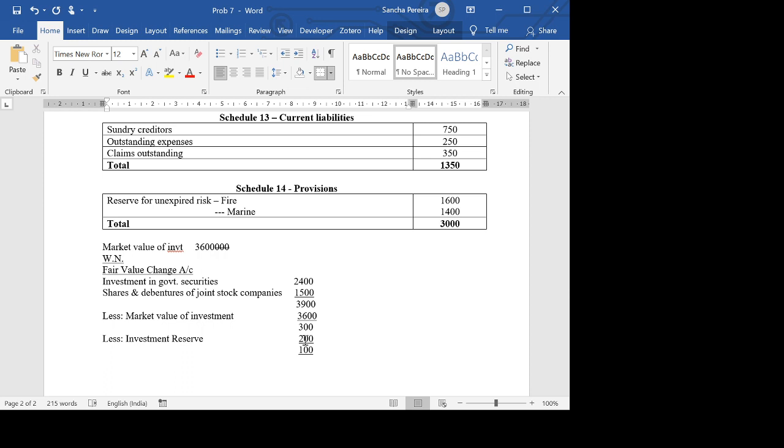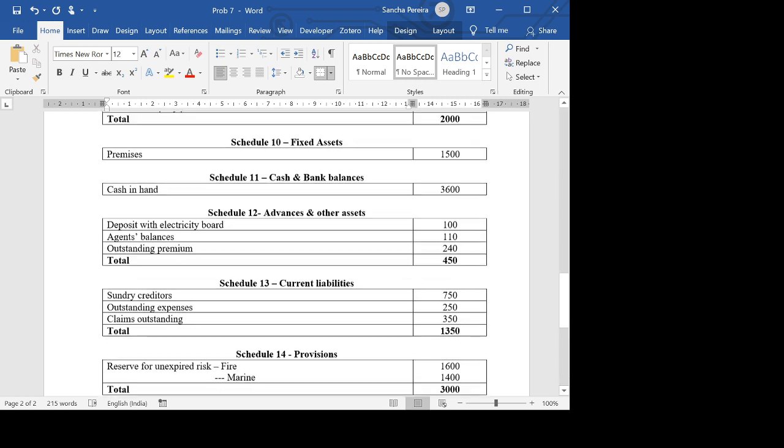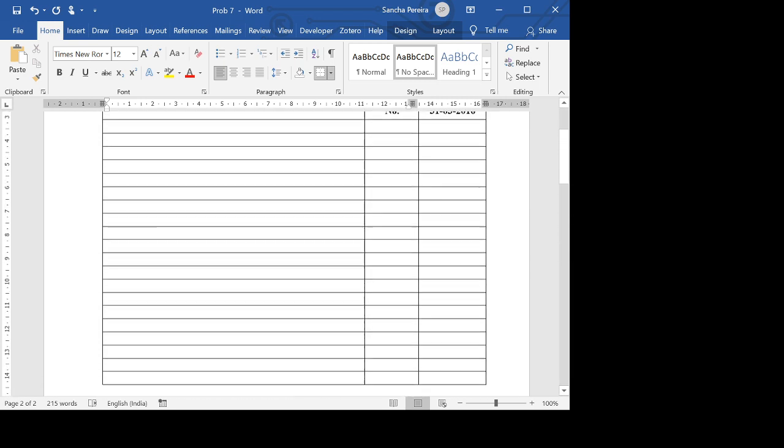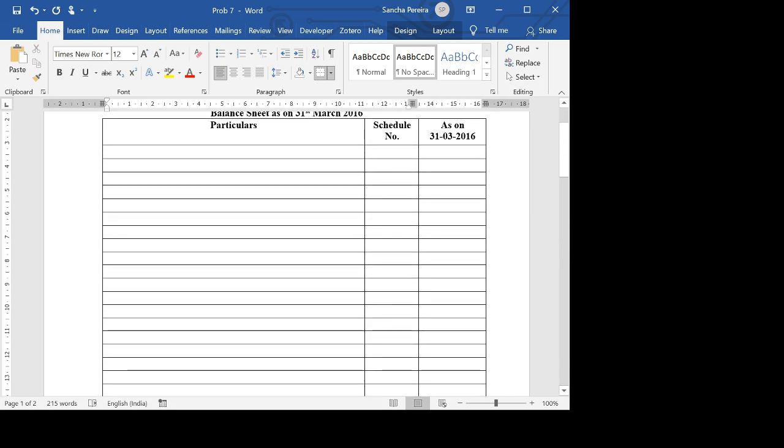I will complete the balance sheet and then come back to this. It will make a little more sense once I complete the balance sheet. So let's start with the balance sheet and see how this fair value change account looks in it. We start with the first one, sources of funds. Under that we have share capital.